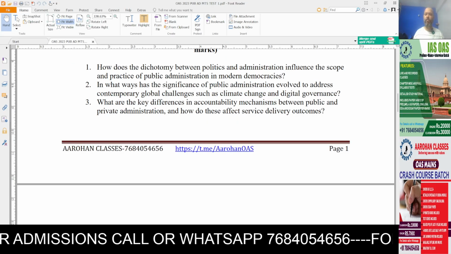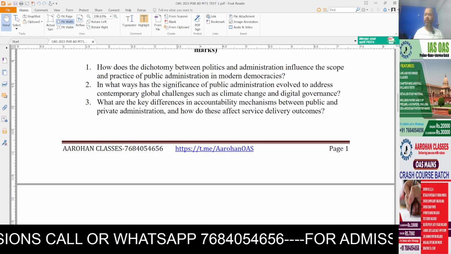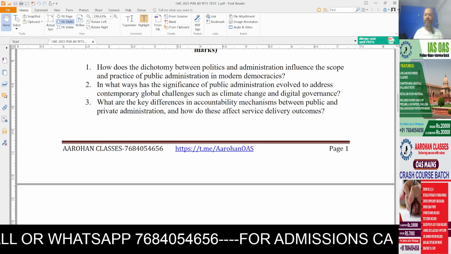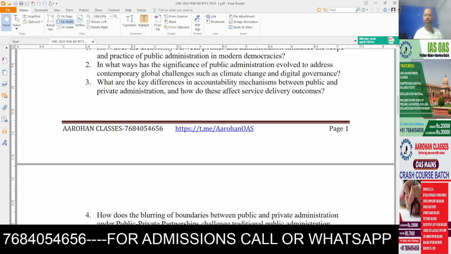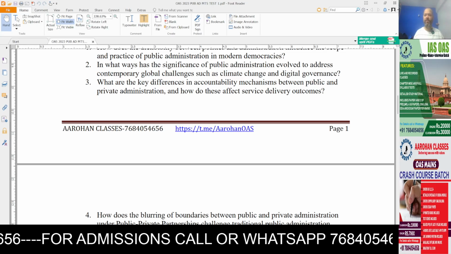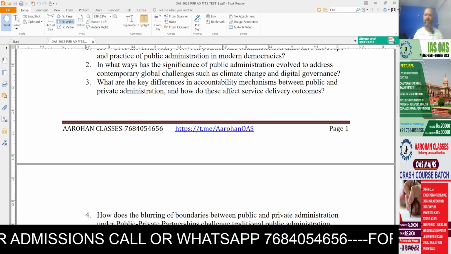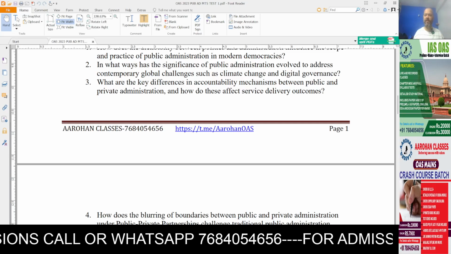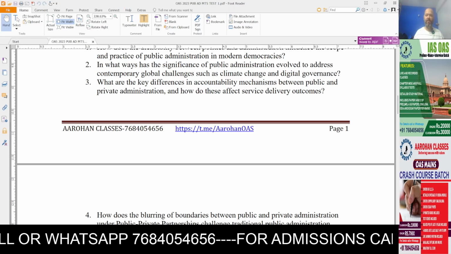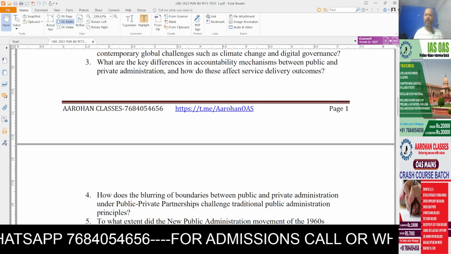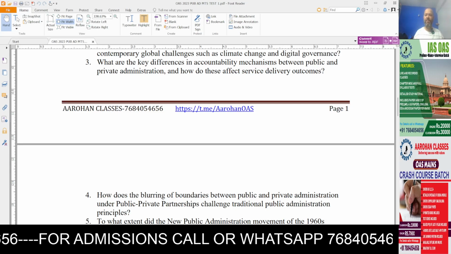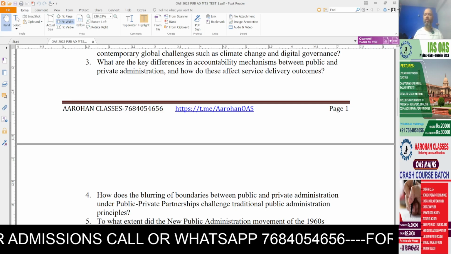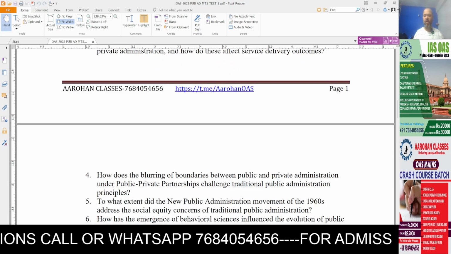Question 1. How does the dichotomy between politics and administration influence the scope and practice of public administration in modern democracies? Question 2. In what way has the significance of public administration evolved to address contemporary global challenges such as climate change and digital governance? Question 3. What are the key differences in accountability mechanisms between public and private administration, and how do these affect service delivery outcomes?